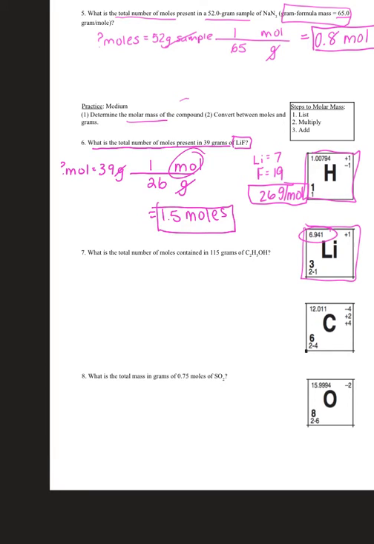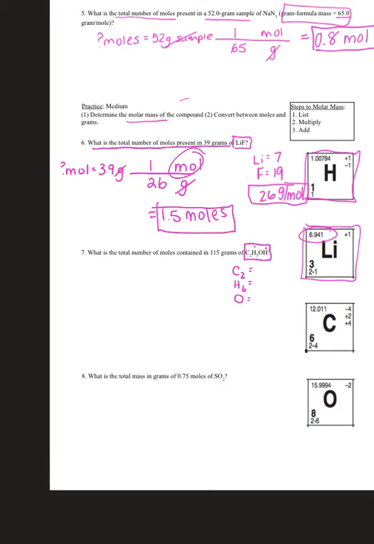Okay, next one. I have to first find the molar mass so I can use it as a conversion factor. Carbon, I have 2 carbons present. Hydrogen, 5 and 1 more, that's a total of 6 H's. And I have 1 oxygen.